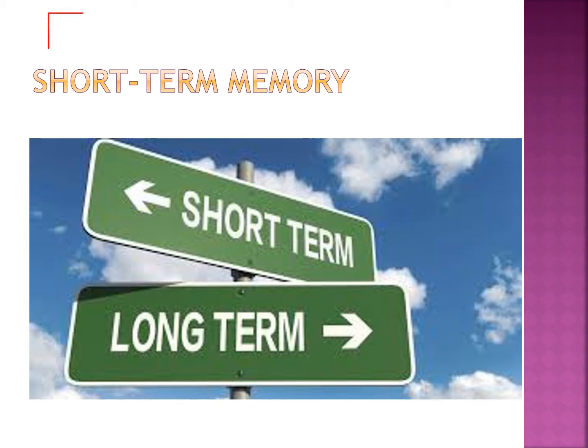Generally speaking, a person's working or short-term memory holds anywhere between 5 to 9 items at once. So it holds on to 5 to 9 things for anywhere between 15 to 20 seconds. Okay, 15 to 20 seconds. So you're going to hold on to this information for a very short period of time.